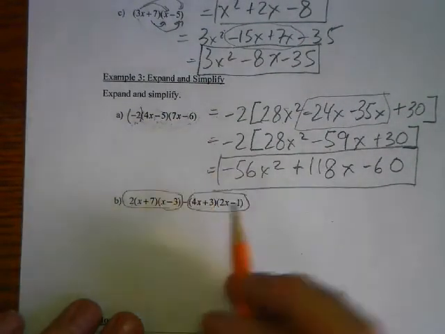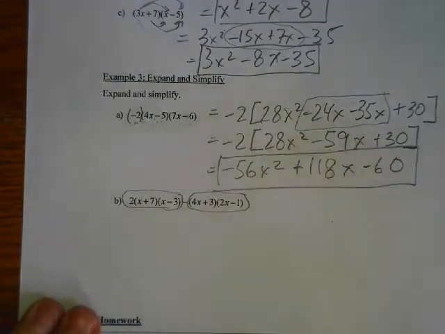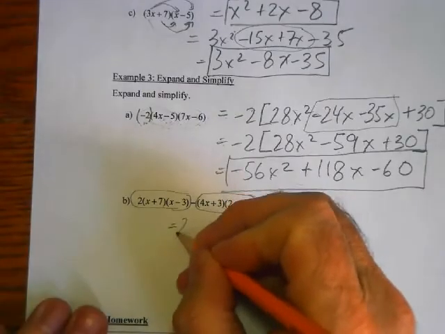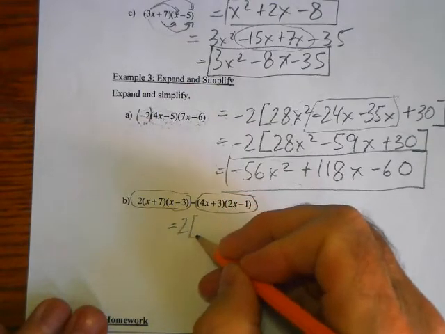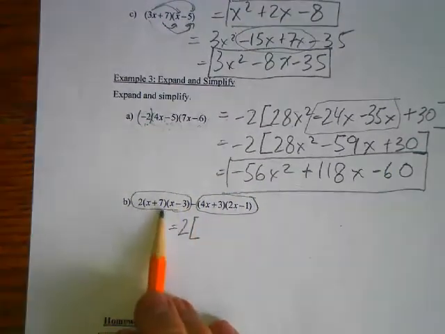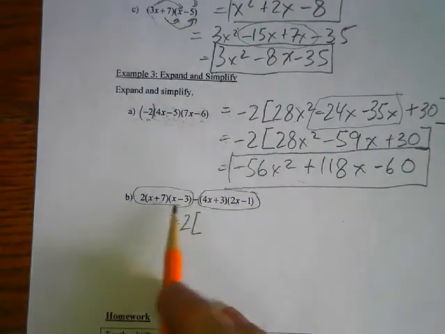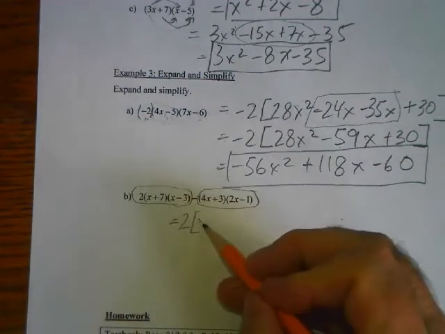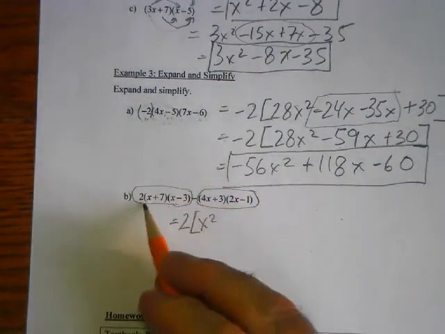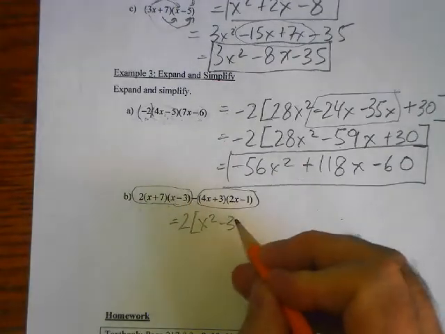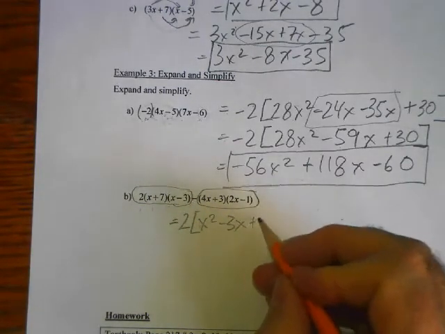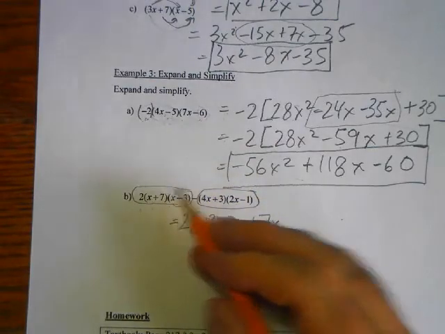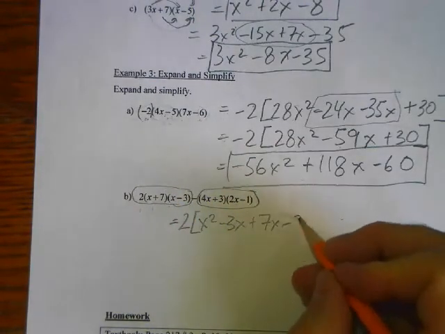Okay, so we're going to leave out the 2 here. I'll just show you what I mean by that. We're going to multiply x plus 7 and x minus 3. Let's do that kind of in our head. First is x times x. Outside is x times -3. Inside is 7 times x. And last is 7 times -3.